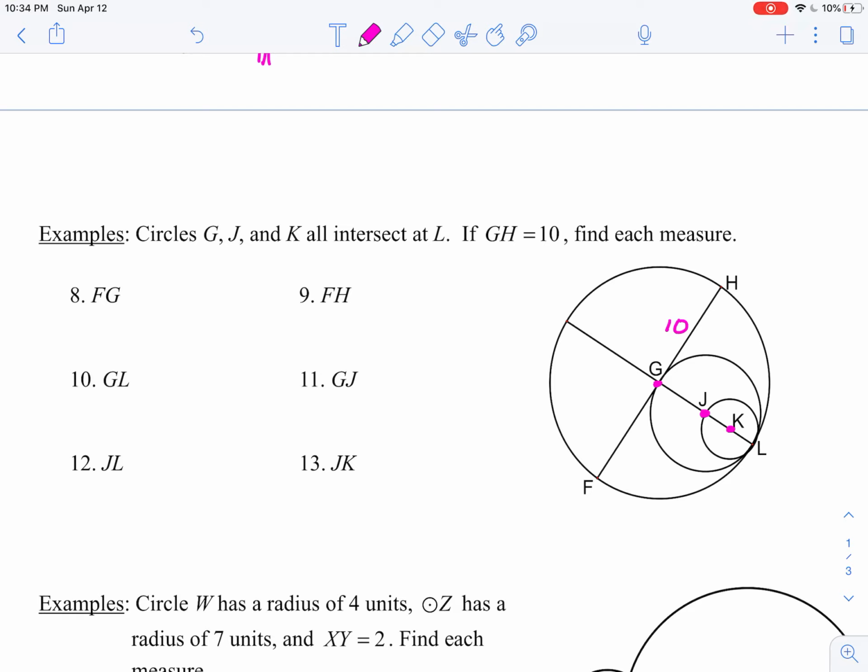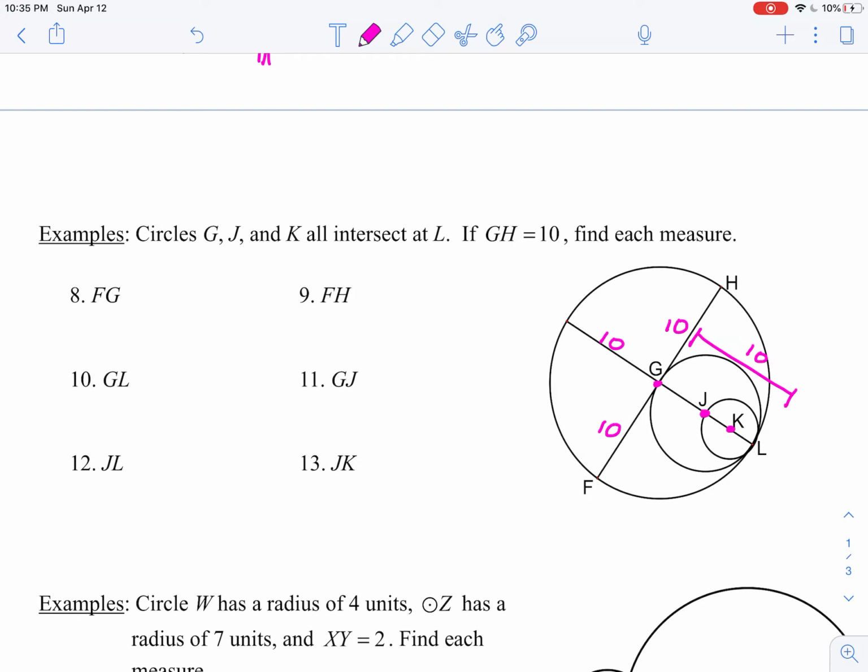Before I answer the actual questions, I'm going to label everything I know on the picture. So if GH is 10 units long, and it's a radius of circle G, then all of the radii must be 10 units long. All of the radii for circle G. Okay, here there are 4 of them.